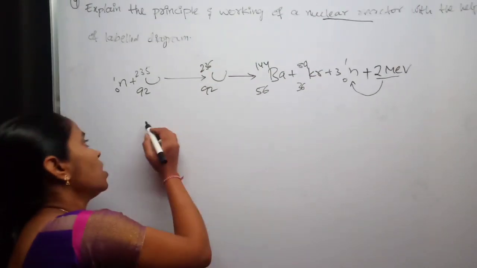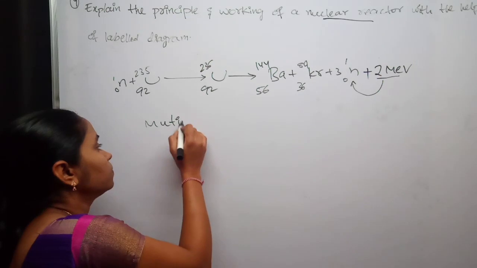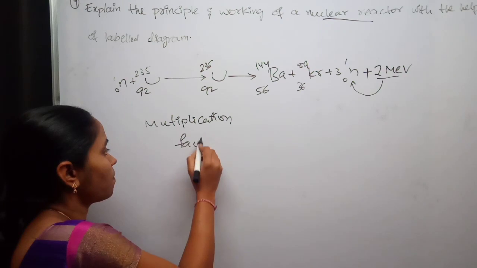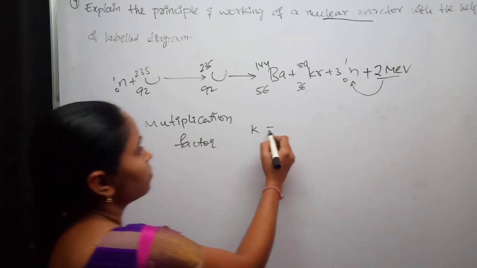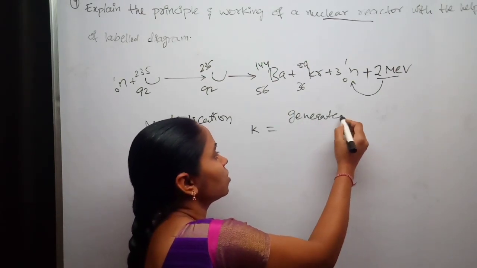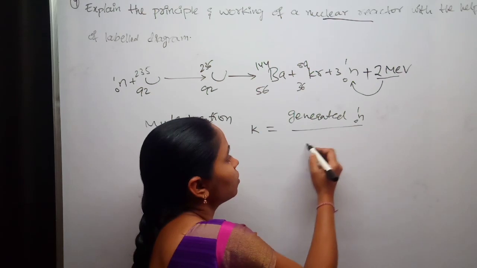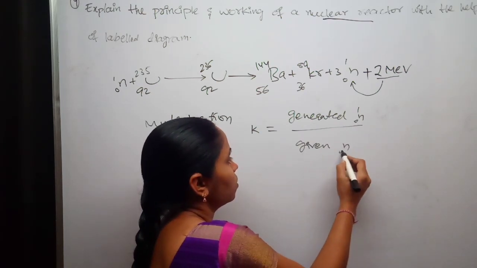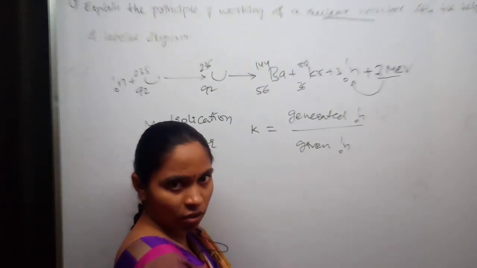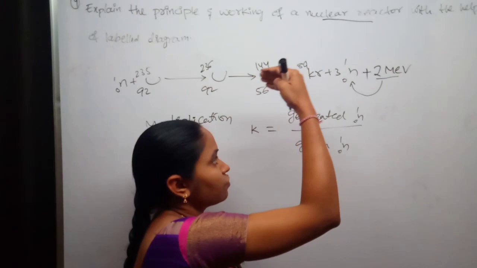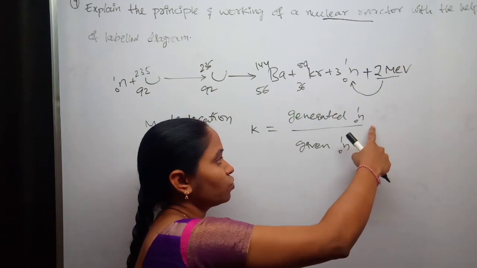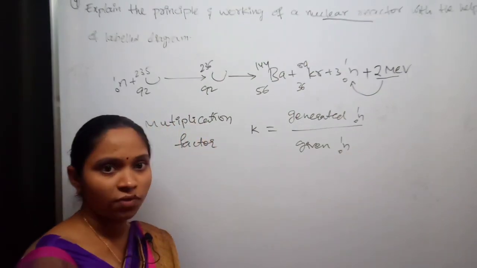Okay, and coming to the multiplication factor. What is this multiplication factor? It is denoted with K, which is nothing but the ratio of generated neutrons to the given neutrons. ఓకే, మనం ఎన్ని న్యూట్రాన్స్ ఇస్తున్నాం న్యూక్లియర్ ఫిజన్ జరగనీకి? న్యూక్లియర్ ఫిజన్ తర్వాత ఎన్ని న్యూట్రాన్స్ జనరేట్ అయ్యాయి? ఓకే, ద రేషియో ఆఫ్ జనరేటెడ్ న్యూట్రాన్స్ టు ద గివెన్ న్యూట్రాన్స్ ఈజ్ నథింగ్ బట్ ద మల్టిప్లికేషన్ ఫ్యాక్టర్.